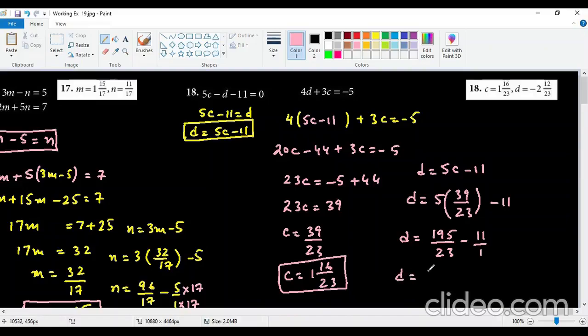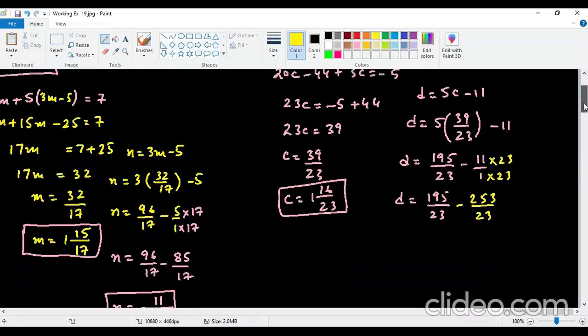So 195 over 23, and we know very well that to equalize the denominators we multiply by 23, and this also will be multiplied by 23. So 11 times 23 is going to be 253, minus 253 over 23. Now when we subtract, 195 minus 253, I will write the denominator only once. So this is going to give us minus 58 over 23.